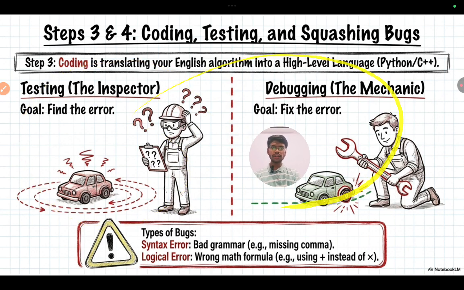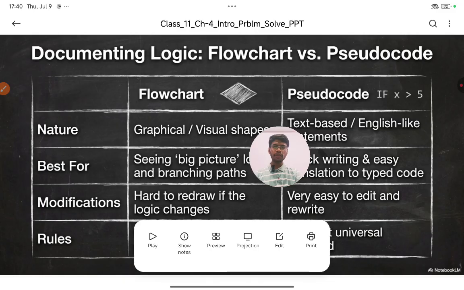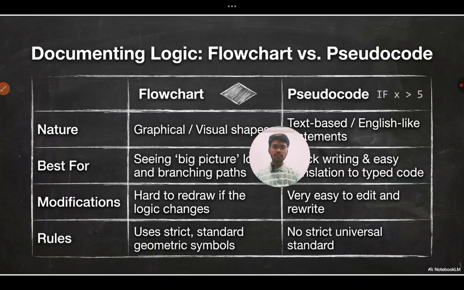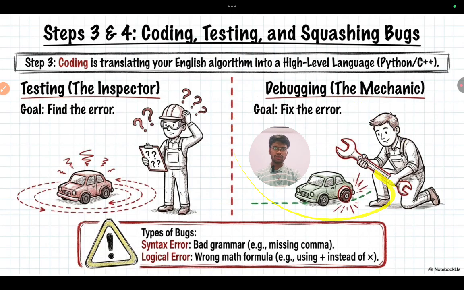We'll be doing the testing and debugging process after the coding process. Some bugs we will encounter, and how to resolve them. Different types of errors we'll be discussing in this chapter. A tester basically finds the error. A debugger is the person who actually fixes the error, like the mechanic, and the tester is the inspector. So don't get confused between these two terms.